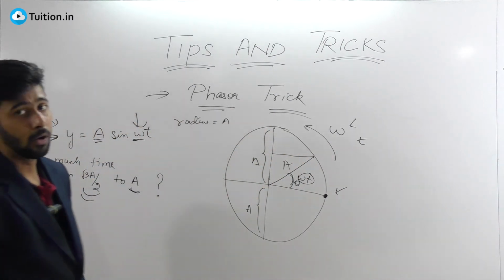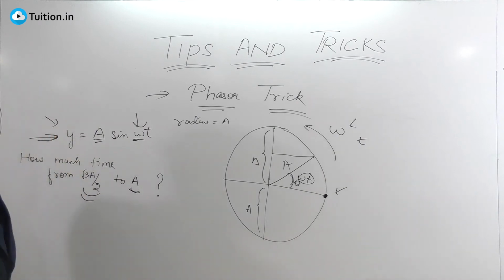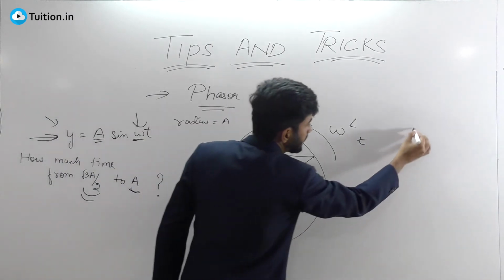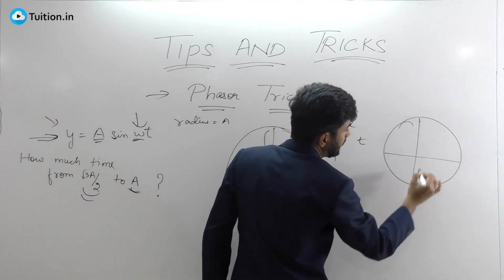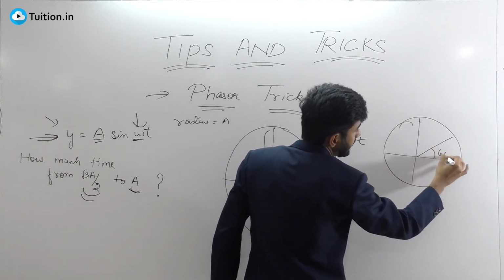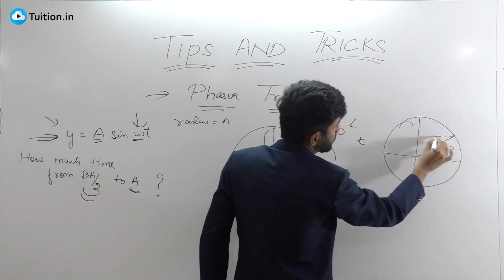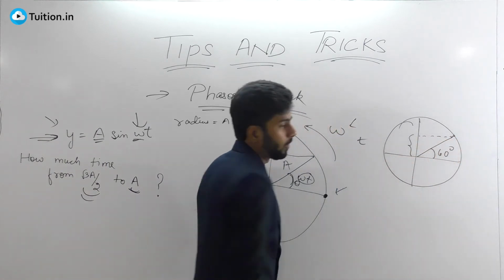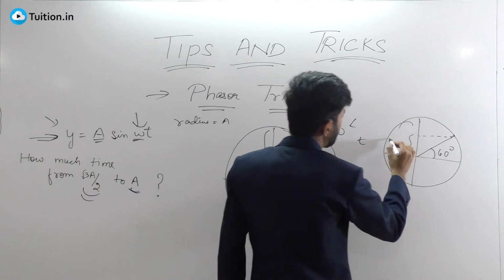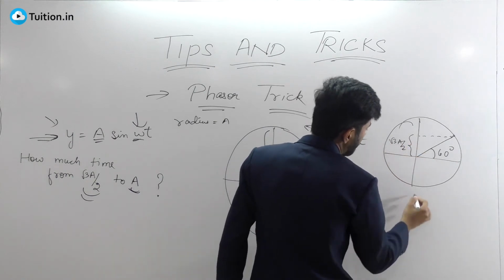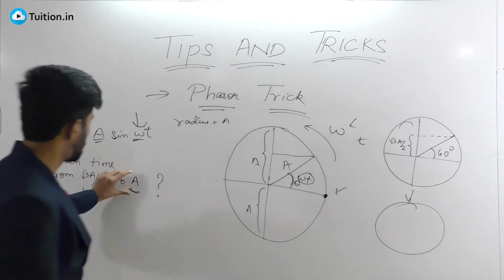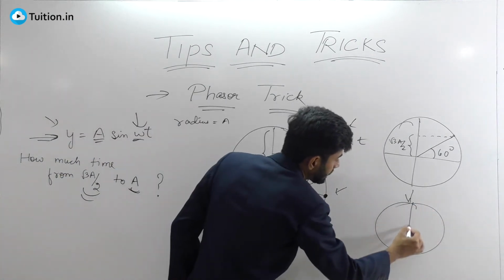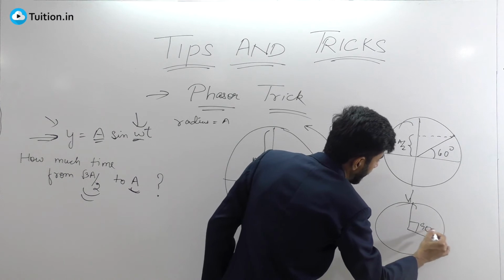So what I'm being asked about is, initially it's at root 3a by 2. So let me draw that particular case. When will it be at root 3a by 2? When this particular angle is 60 degrees. Then the projection will be a sin 60, that means root 3a by 2, right? And then finally your particle has to be at a. If it has to be at a, then the angle has to be 90, right?